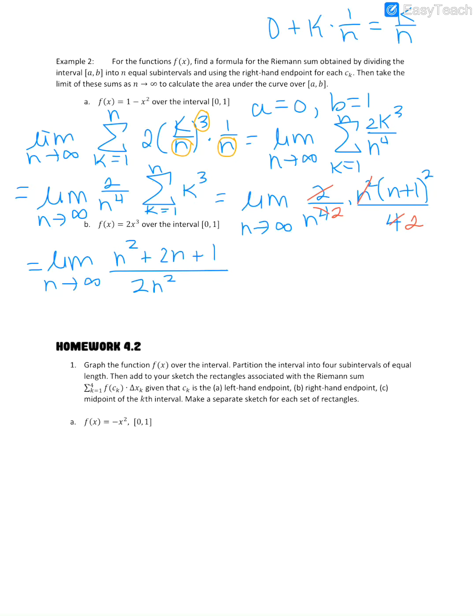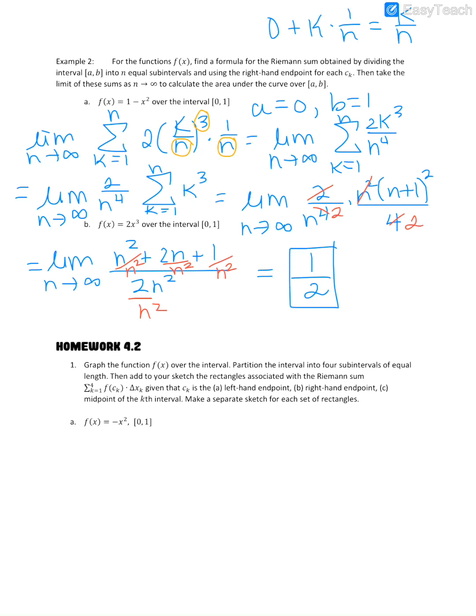Okay, so we're going to infinity, so we're going to divide everything by the highest power in the denominator, which is n squared. Anything that has an n on the bottom is going to go to 0. The things that have n squared are going to cancel, and I'm going to get 1/2. And that is the area under the curve 2x cubed from 0 to 1.